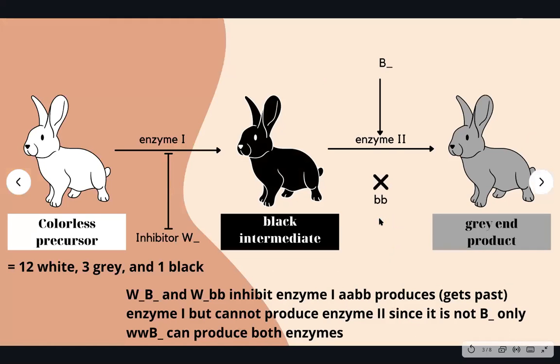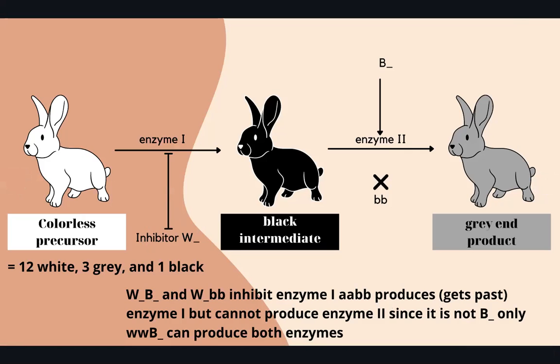So here is an illustration of the pathway. Here we have the colorless precursor for the rabbit to be white. It has to have the W dominant allele. So if the dominant W allele is present, we cannot continue down the pathway.